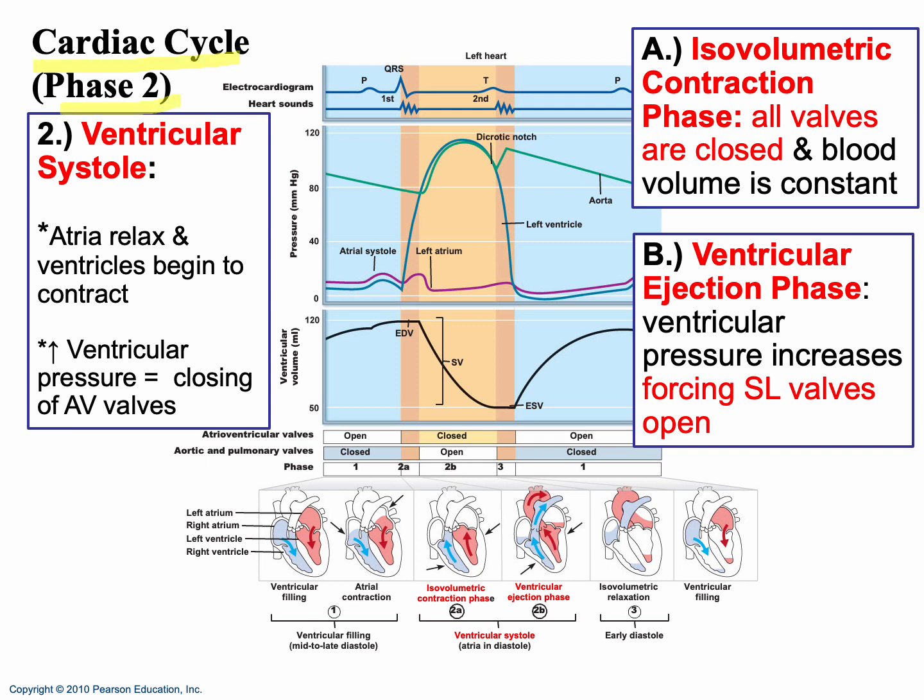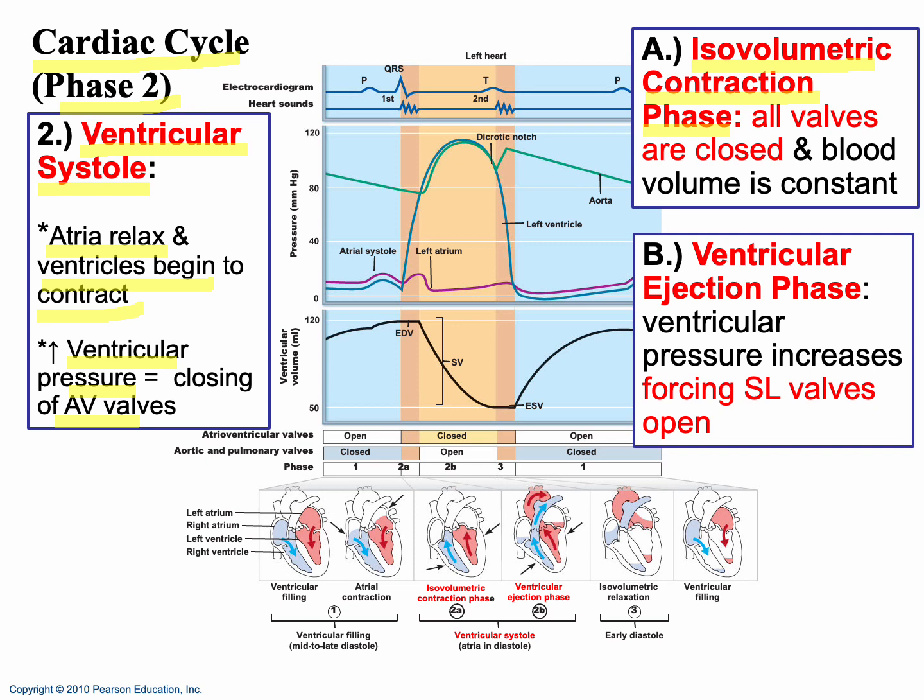So, cardiac cycle phase 2. We take a look at what's known as ventricular systole. Ventricular systole. So, now it's the idea that the atria are relaxing and eventually the ventricles will contract. And there'll be an increase in ventricular pressure, which does close off the AV valves. So, ventricular systole is broken down into two major subcategories. First, we have the isovolumetric contraction phase.